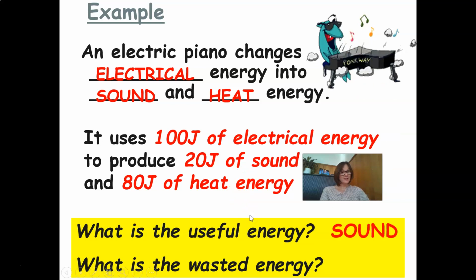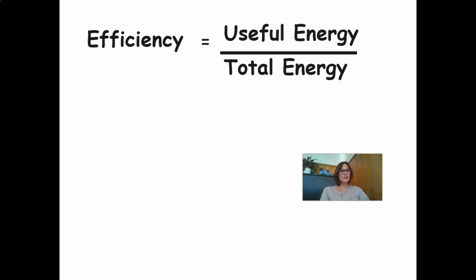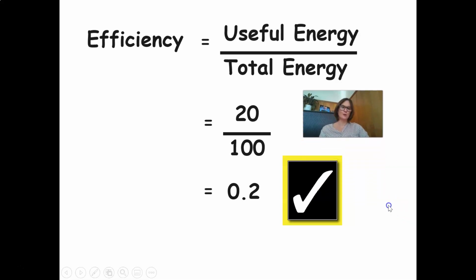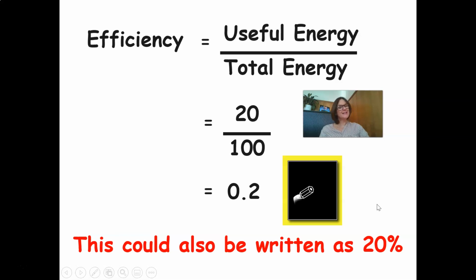The useful energy is our sound, because we love listening to a piano, and the wasted energy would be the heat. Right, so efficiency, again, recap, is useful energy divided by the total energy. So here we had 20 joules of energy divided by the total, which was 100, which is equal to 0.2. Okay, or it could also be written as 20%.